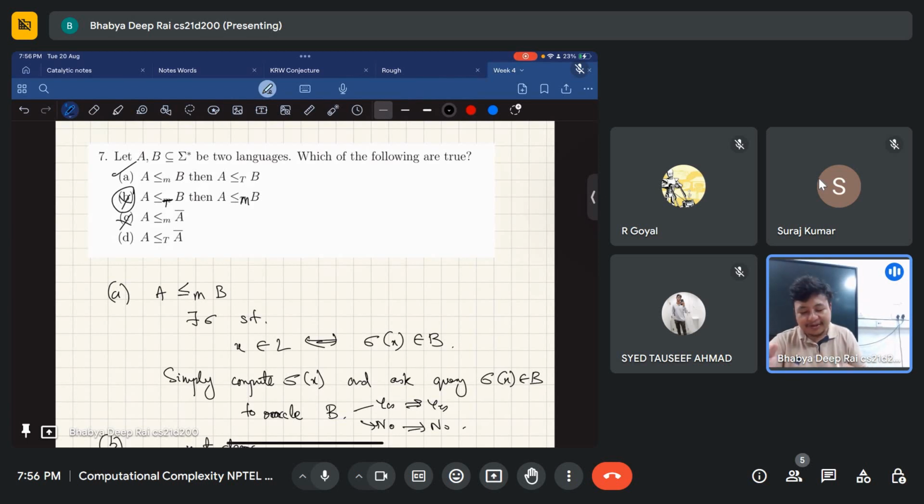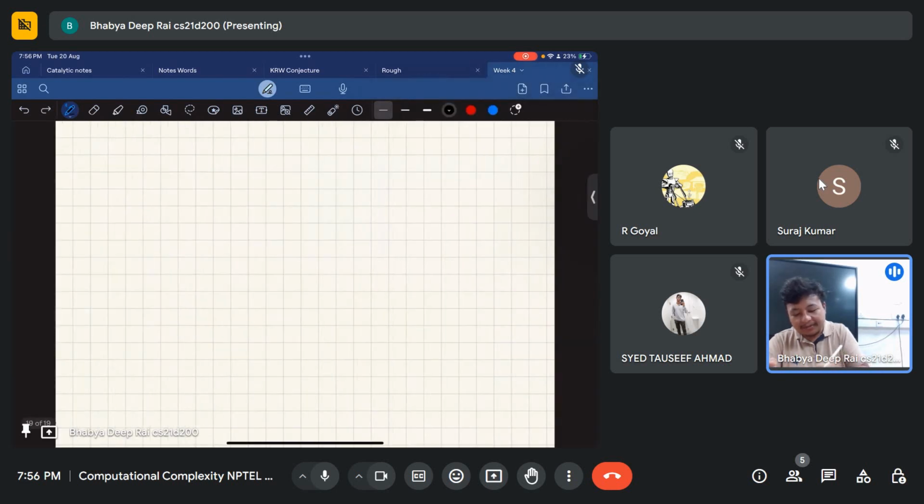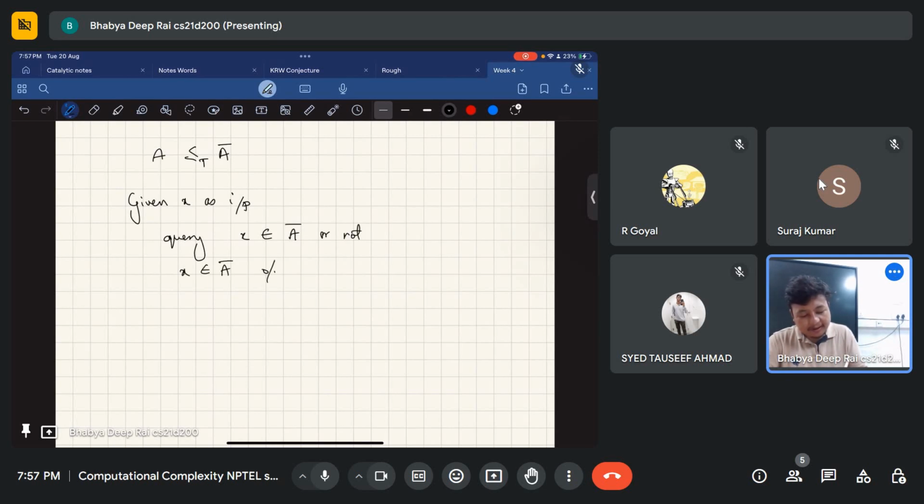And A Turing reduces to A bar. Why is this true? Like Goel mentioned, A Turing reduces to A bar. Why? Because what I do is, given x as input, query whether x is in A bar or not. If x is in A bar, output no. If x is not in A bar, it is in A, that means output yes. I have the freedom to say yes or no. I can flip the answer.